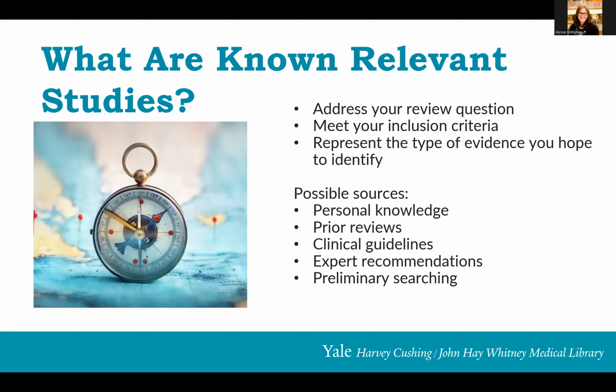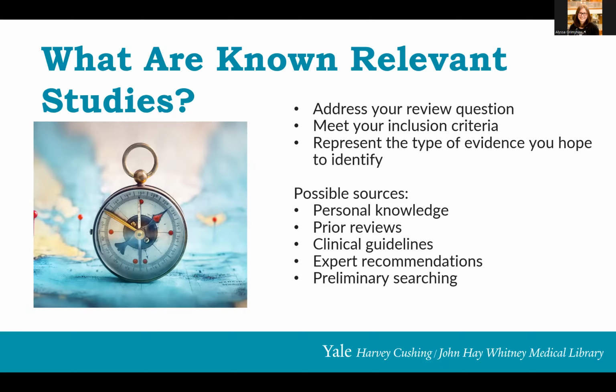These studies are really valuable, and more than just for background reading. They address your research question, they should meet your inclusion criteria, and the known sources represent the type of evidence that you're trying to identify in this exhaustive search. Possible places to find your first few known relevant studies are personal knowledge, prior reviews, clinical guidelines, expert recommendations, and when you do some preliminary searches.